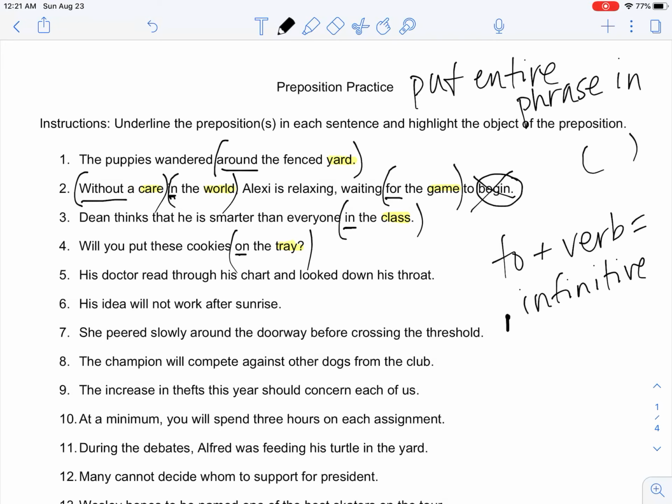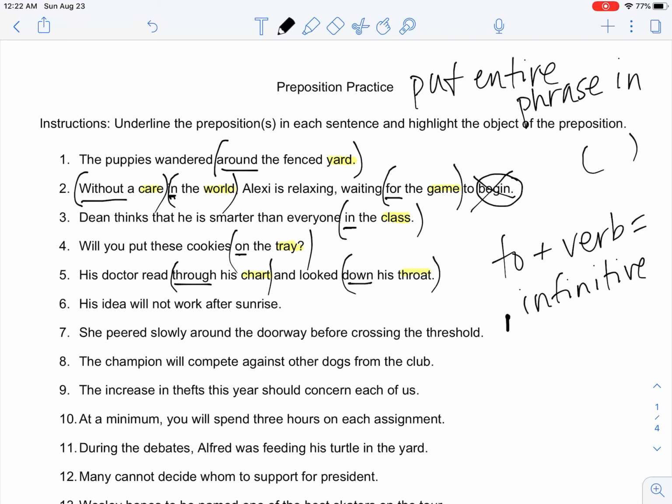So, his doctor read through his chart and looked down his throat. So through is a preposition. Through what? The chart. And looked down his throat. Down. Down what? Throat. There we go. Now, there's no number or limit to how many prepositional phrases you can have in a sentence.